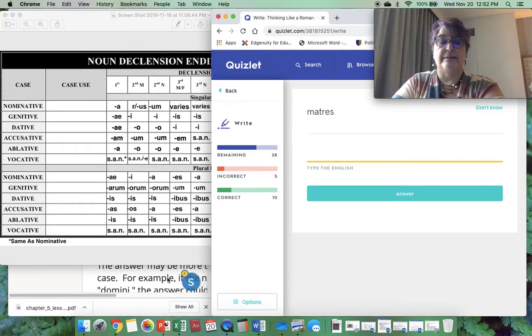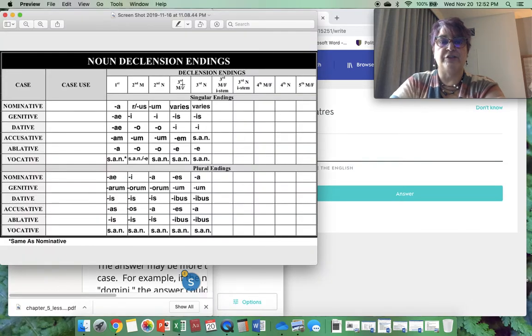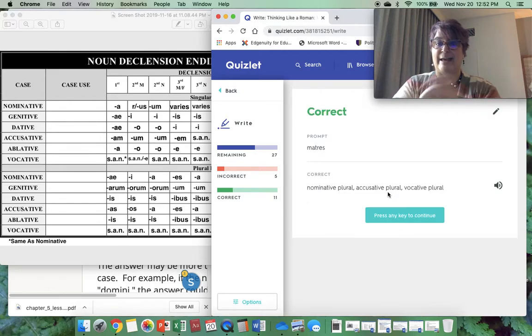Matres. I'm going to play it smart this time, and I'm going to discover the declension and gender of my noun. The IS tells me it's third declension, and the F says feminine. So third declension feminine, ES. Nominative plural, ES. Accusative plural, I see same as the nominative, so that would be ES. So also vocative plural. So I have nominative plural, accusative plural, vocative plural. I am correct.